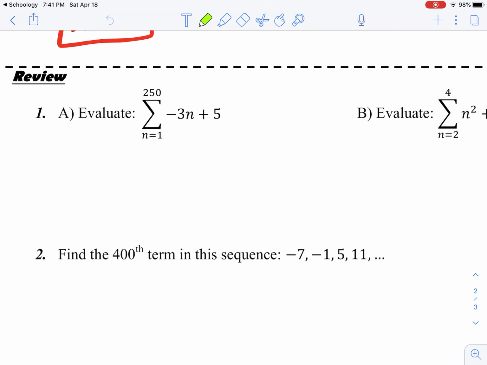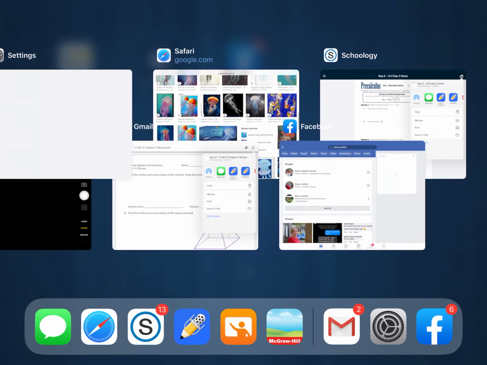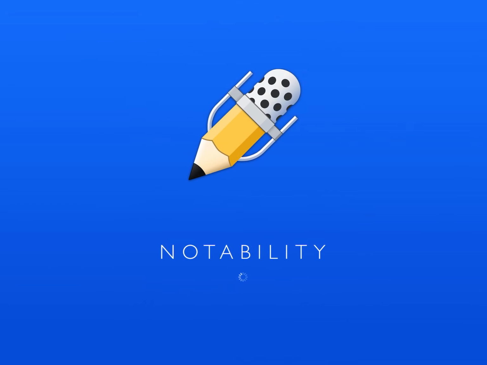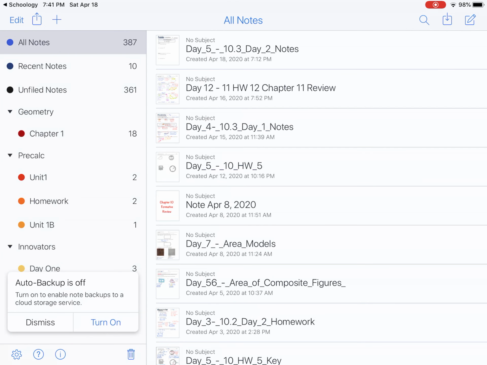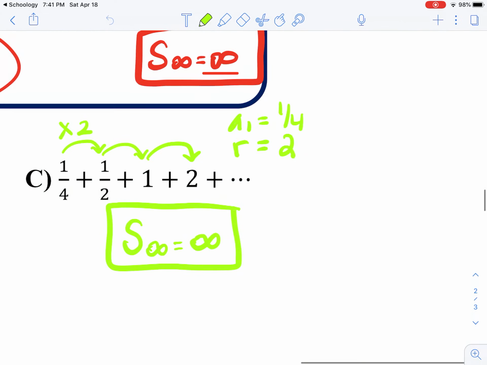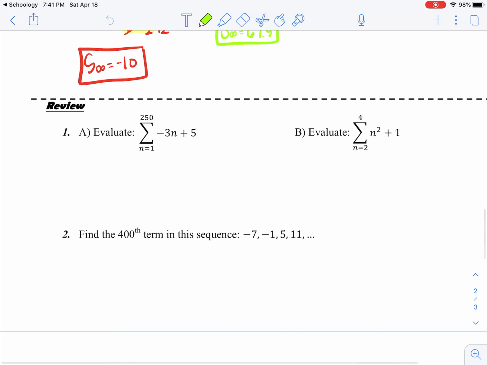This is a sum, right? So I have to ask myself, do I use the arithmetic formula for sum, the geometric formula for sum, or am I plugging in 1 through 250? That's not the answer, I'll tell you that much. That's way too much work.